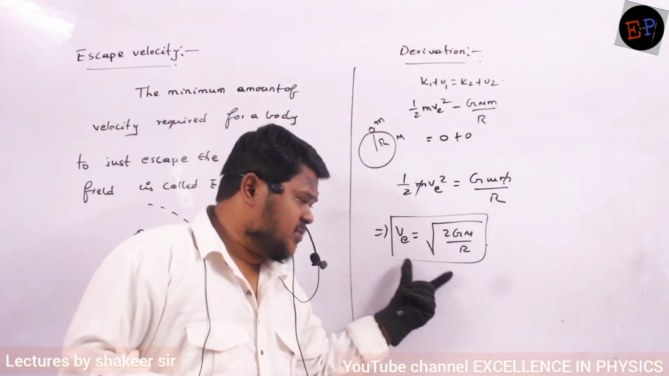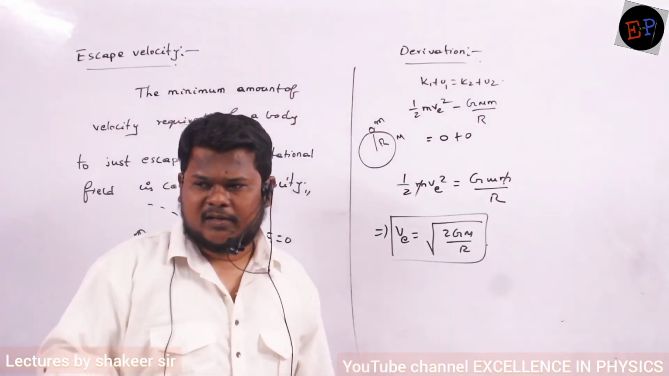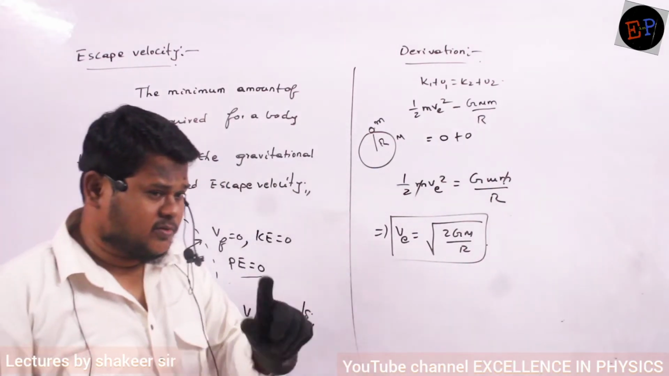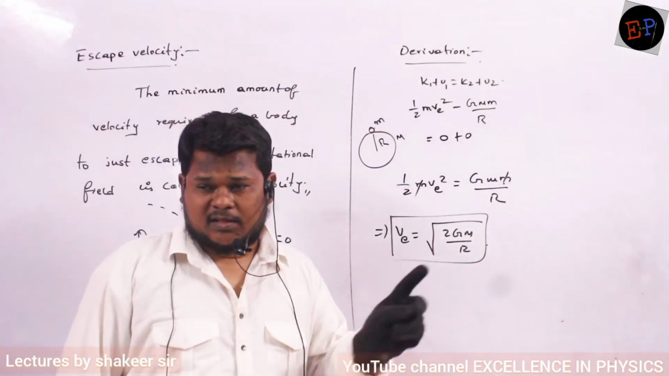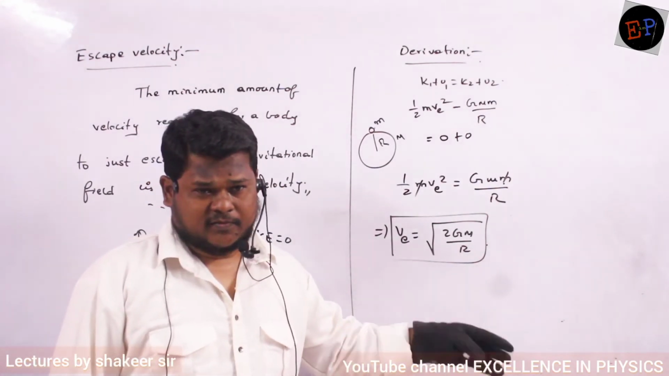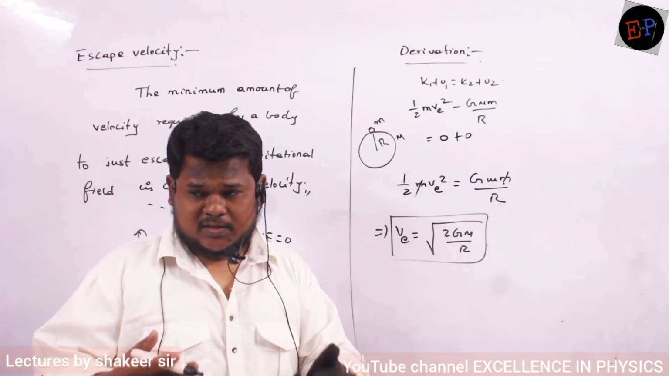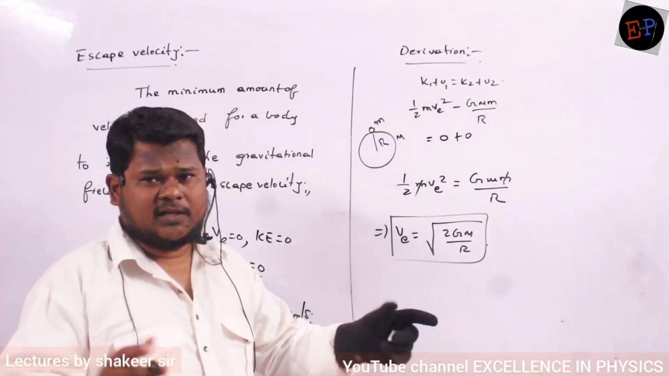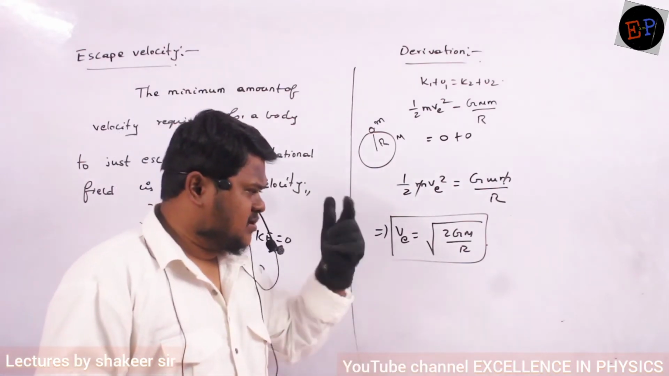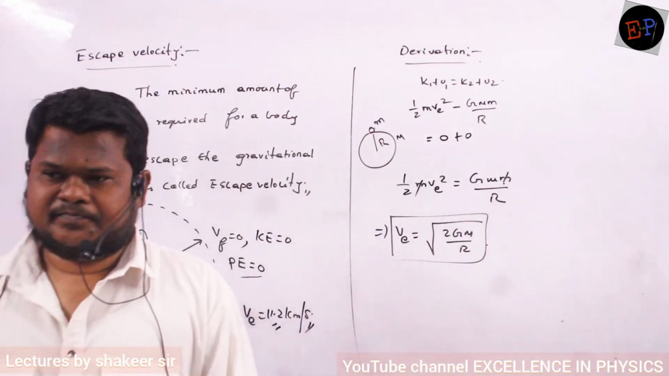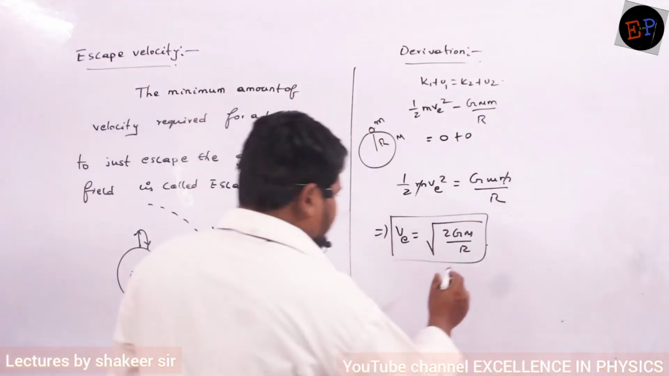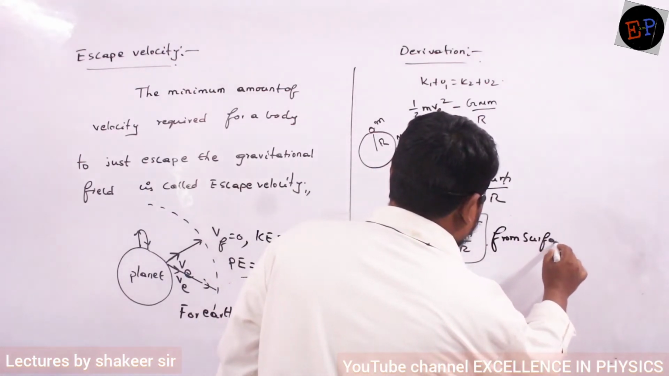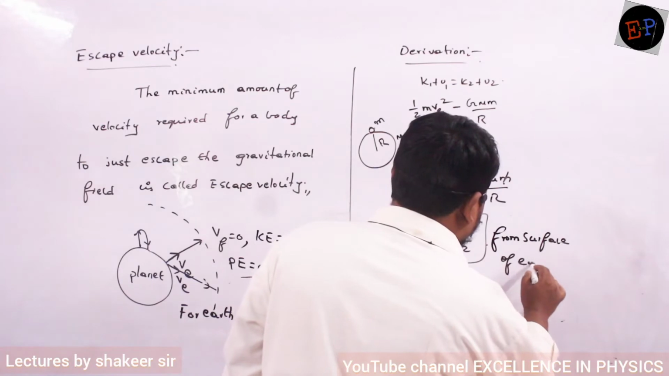If I throw with this much velocity, then the body never returns to the same planet once again. But here friction due to air we are not considering. All these are theoretical calculations. Friction due to air also will be there, so definitely the velocity should be greater than this. But theoretically, if there is no atmosphere, this is the velocity with which I have to throw the body, from the surface of earth.